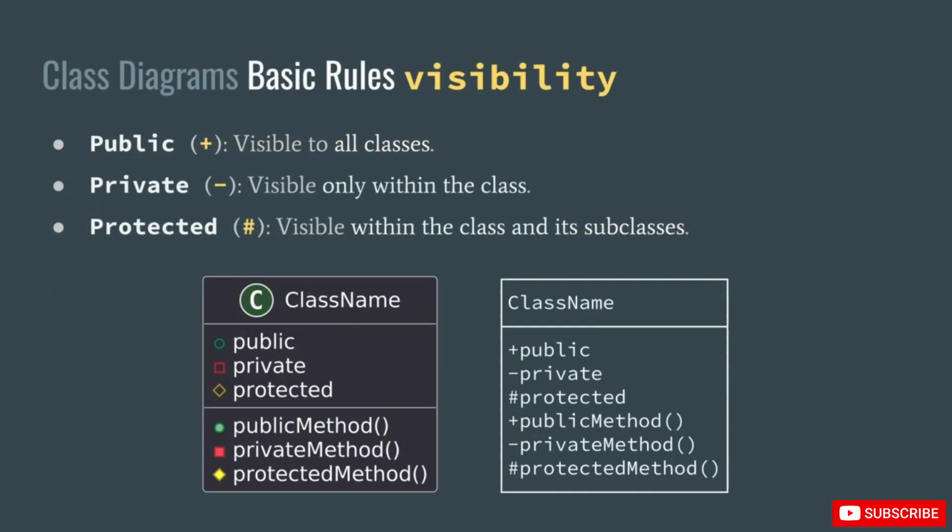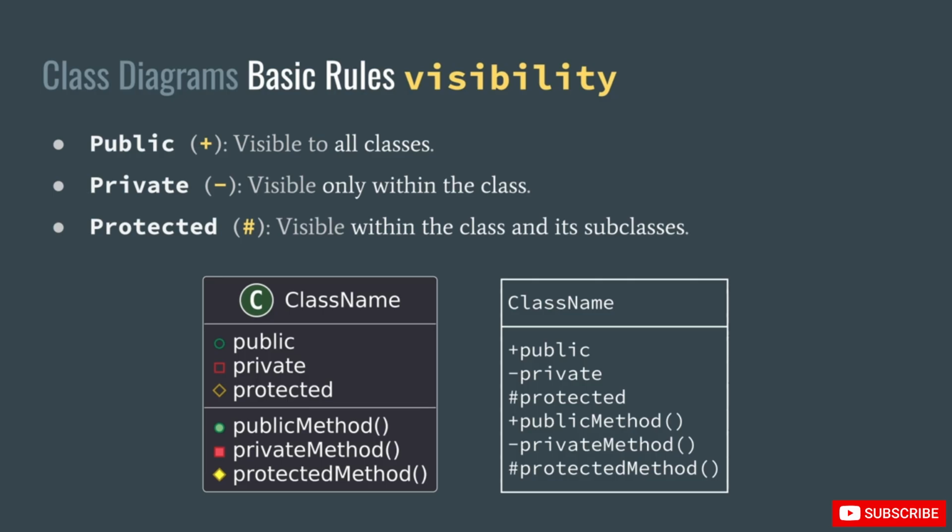Visibility is crucial in class diagrams. Public visibility, shown as a plus sign in simple representations or a green circle in graphical UML diagrams, indicates that the attribute or method can be accessed by any class. Private visibility restricts access to attributes and methods within the class itself. It's depicted as a minus sign or a red square.